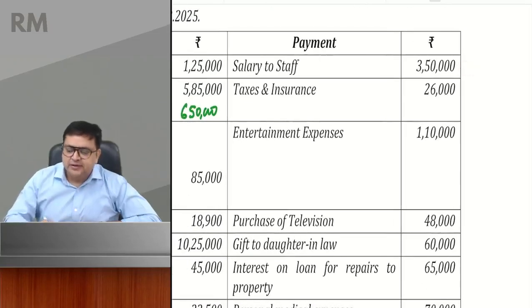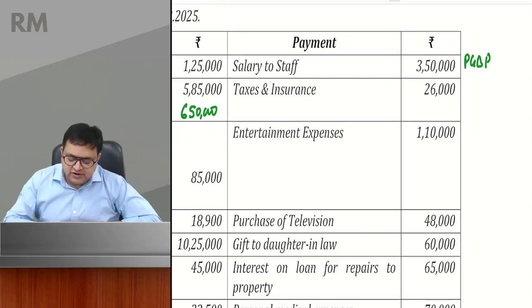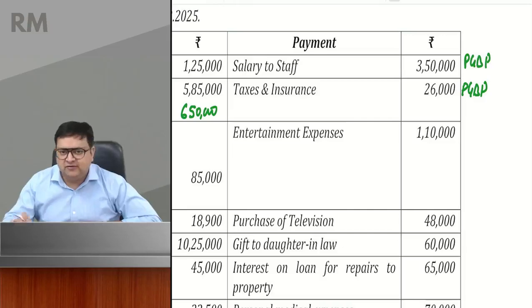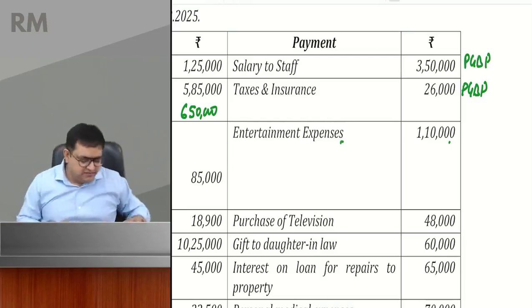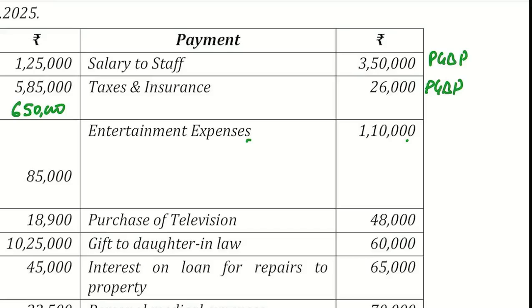Salary to staff, yes, it's a PGBP expense. I will subtract it. Taxes and insurance. If nothing is mentioned, we'll assume it as PGBP. If something is mentioned in the information, then I'll see. Otherwise, rates and taxes, I believe it's for business, so we are okay with it. Entertainment expenses, 1,10,000. What do you think about entertainment expenses? Allowed or not allowed? Is it a business expense or not?